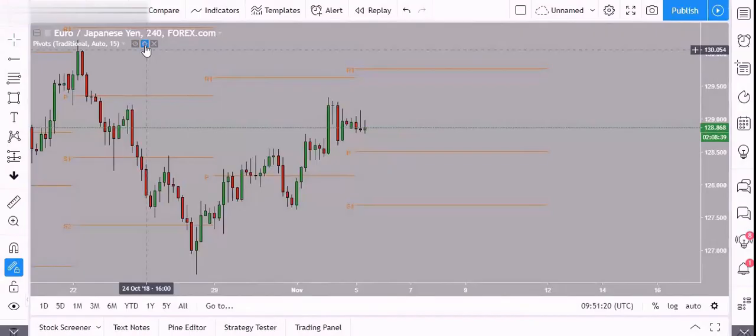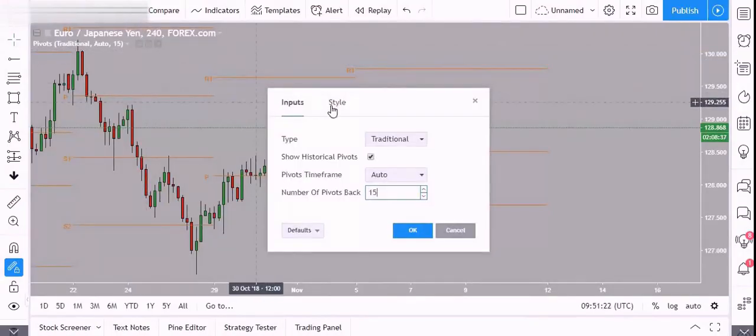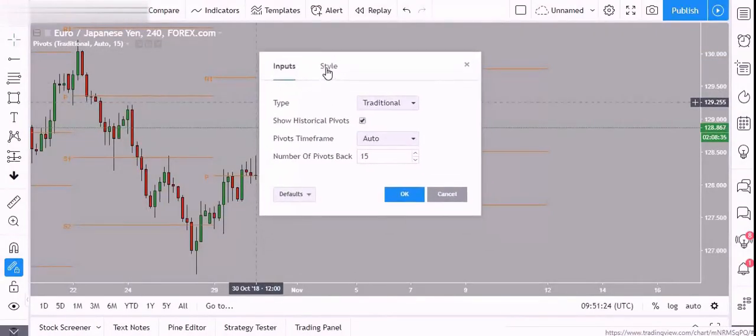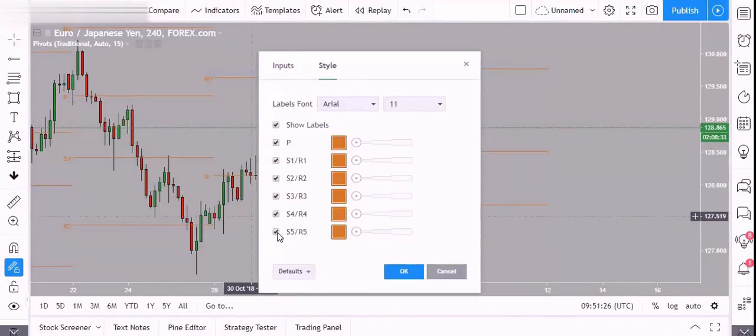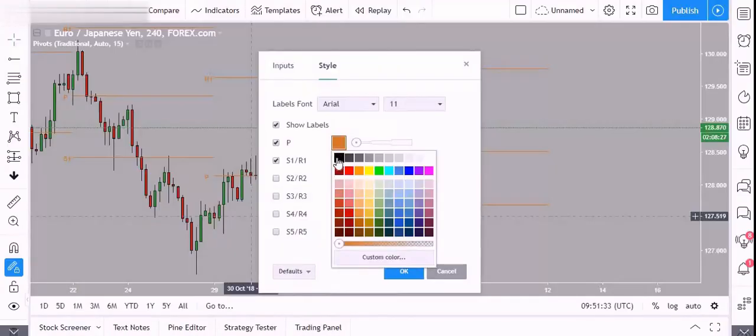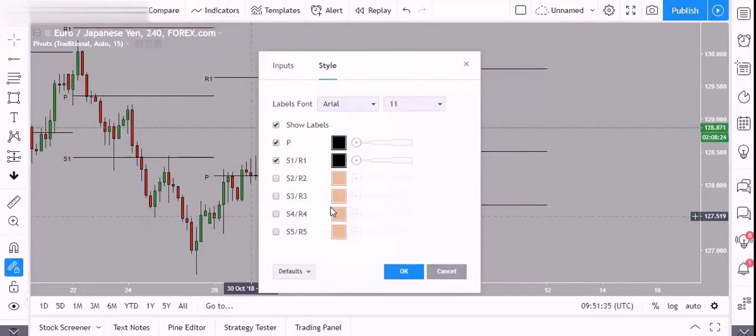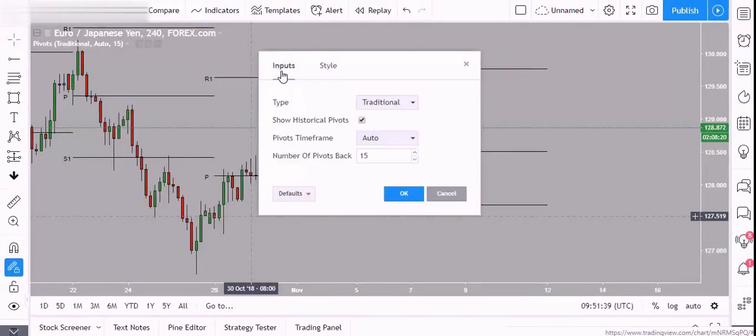Go here to the settings on the left side, and we have inputs and we have style. So let's start with the style. Cancel the S5, S4, S3, S2. Keep only the first two. And then you can change the colors to whatever you want. I like black. That's it with the style. I'm done. Right now I'm going to the inputs.